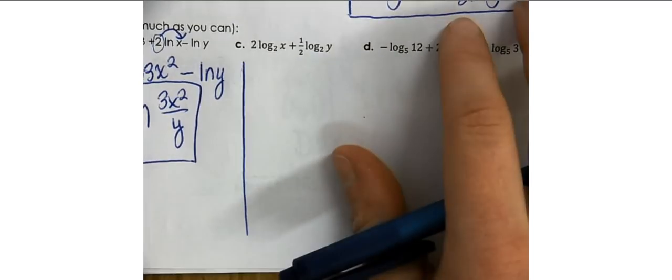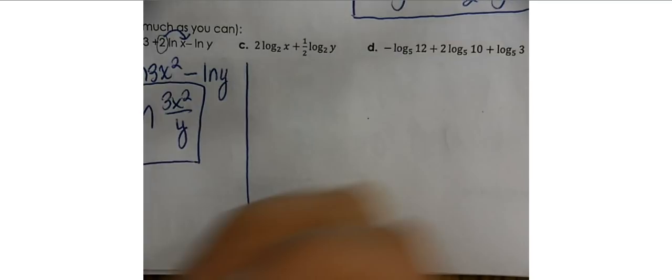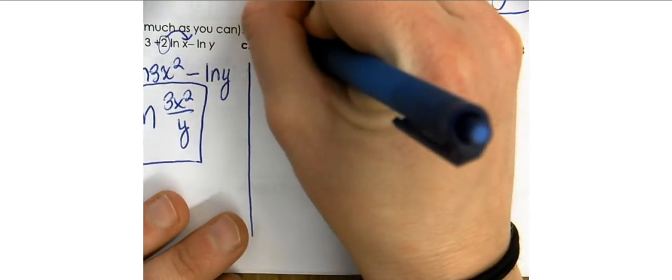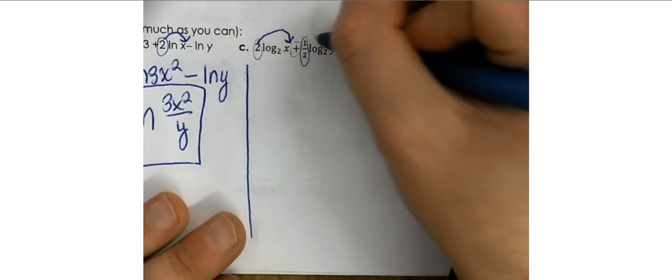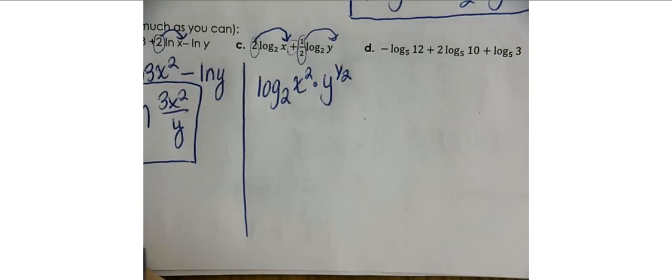Let's go ahead and look at number 2. For number 2, I'm going to condense because we have the main operation being addition, and I notice that I have 2 sets of exponents. I have a 2 on the outside that would make this an x squared, and I have a 1/2 on the outside that would make it a y to the 1/2. So I'm going to write this as log base 2 of x squared times y to the 1/2 power. So I condensed the addition using multiplication.